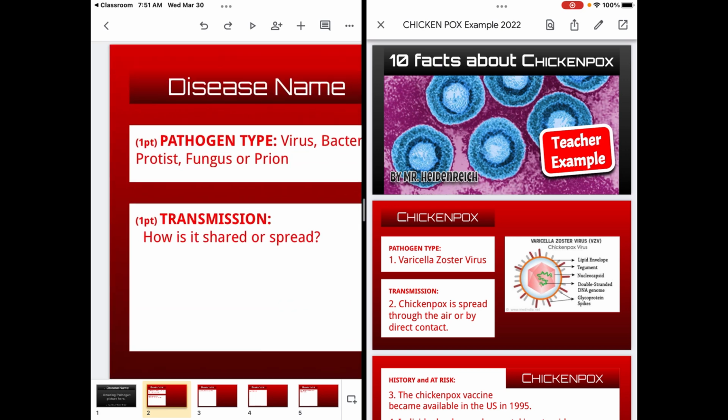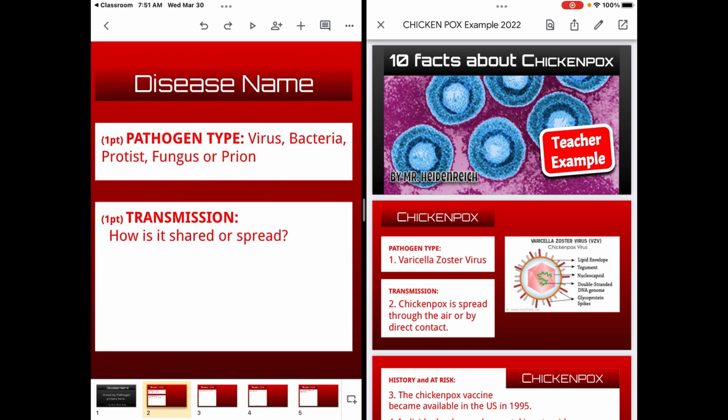On the next slide, we need the pathogen type. I give you options. It's going to be one of these. For most of you, it's going to be a virus or a bacteria. A couple of you have a protist. I don't think anyone's studying a fungus. And one of you has a prion. That's chronic wasting disease.